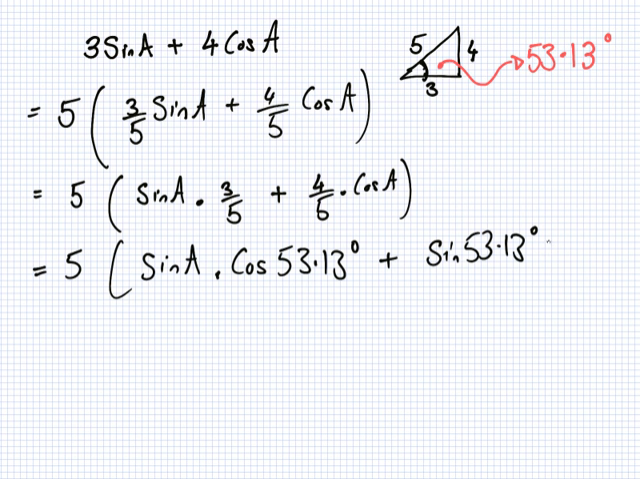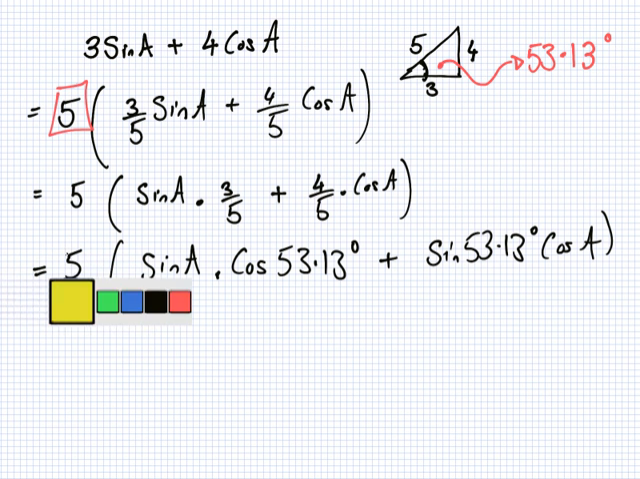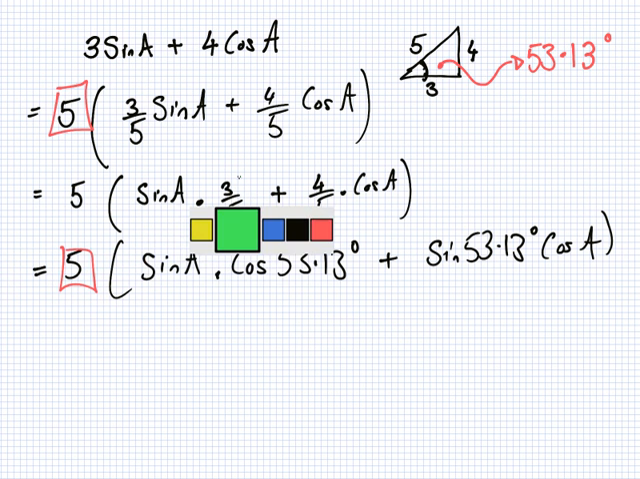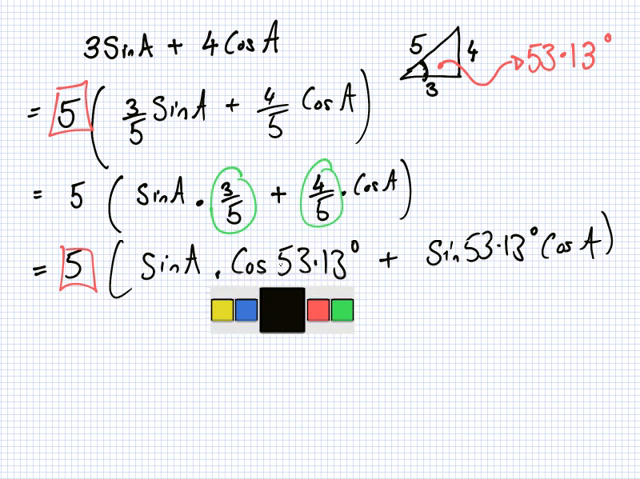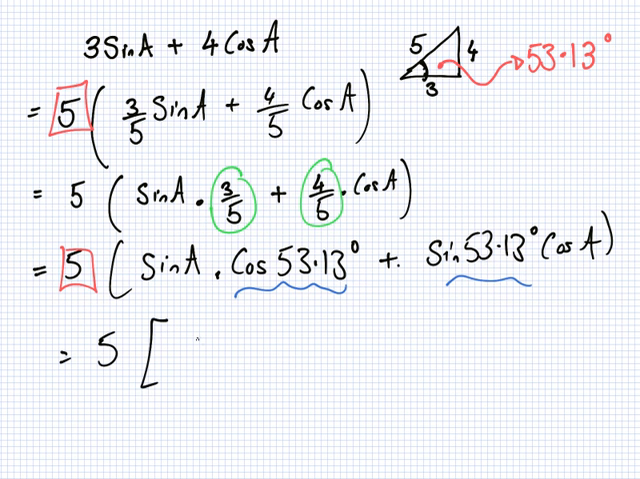Now you might be thinking, that was an awful lot of work. All I did was take a 5 out. What was the point in doing that? With the 5 on the outside, all I did to the fractions on the inside was change them into a cos and a sine. But the reason for doing that is that this now looks like a compound angle formula: sine A cos B plus sine B cos A, that's sine of A plus B.